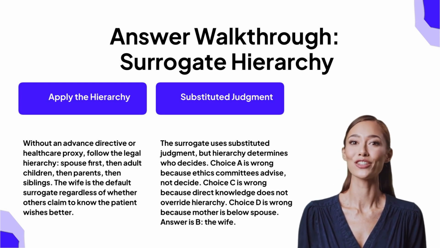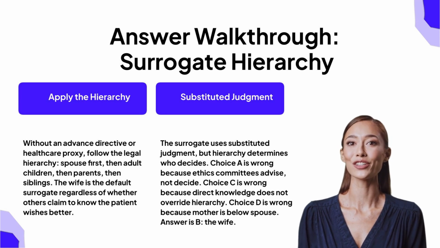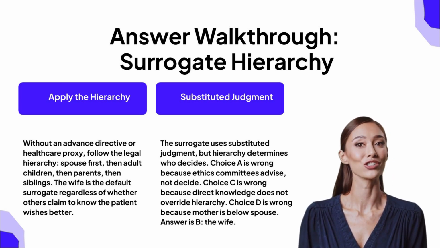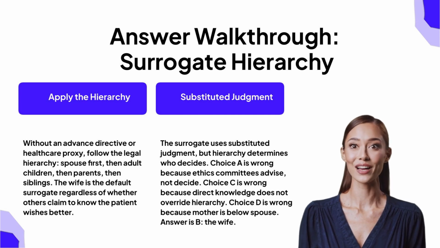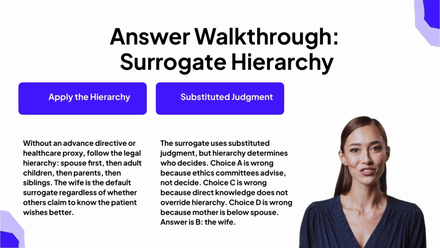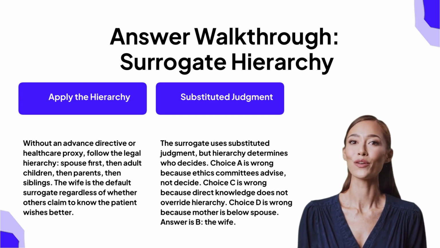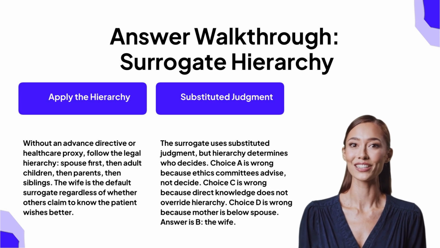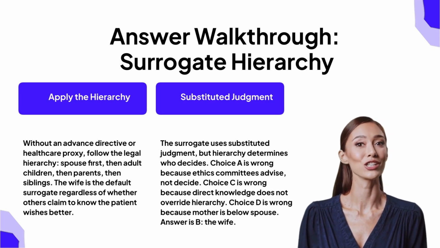Now this question is tricky because the daughter claims to know what the patient actually wanted. This is a classic board distractor. The daughter may have valuable information, and ideally the family would discuss this together, but the legal authority belongs to the spouse. The surrogate should use substituted judgment, meaning they decide based on what the patient would have wanted, not their own preferences. But the hierarchy determines who gets to exercise that judgment.